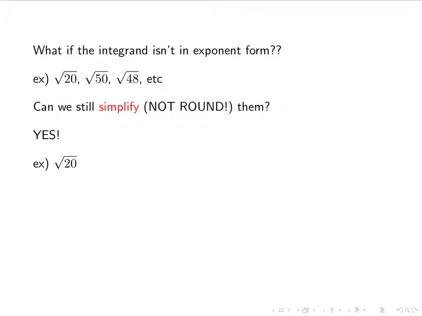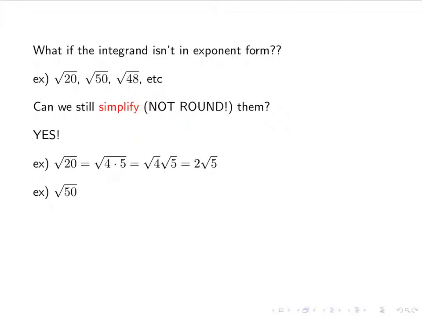So hopefully we recognize that 20 is 4 times 5. So I'm going to rewrite 20 as 4 times 5, and then use rules of exponents. I'm going to separate my radical into root 4 times root 5. Root 4 we can simplify, and we get 2 root 5.